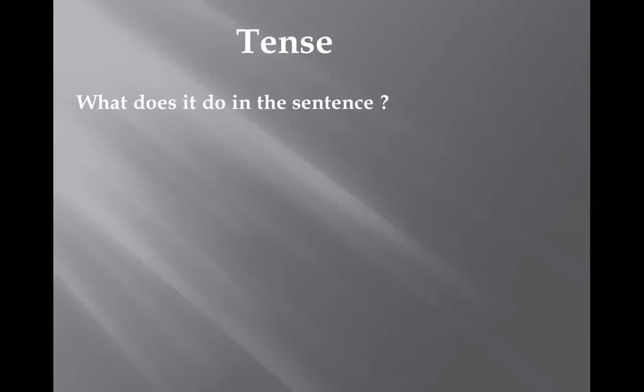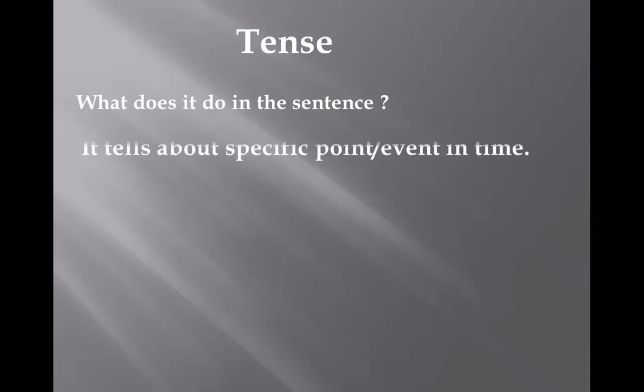So what does the tense do in the sentence? What is the role of the tense in the sentence? Now the answer is given. It tells about a specific point or event in time. Now you see, students, what we get: it tells about a specific point or event in time.